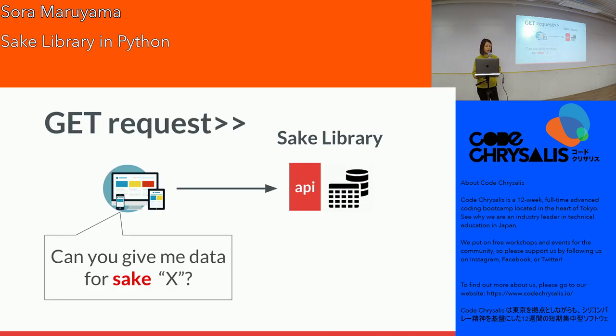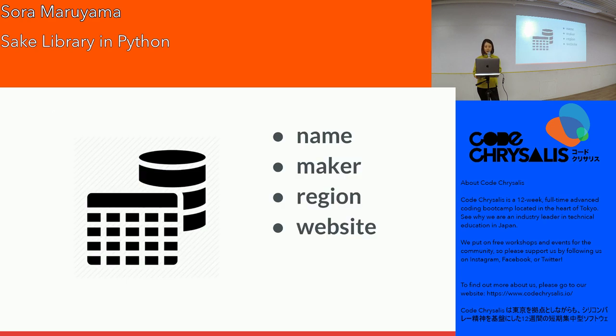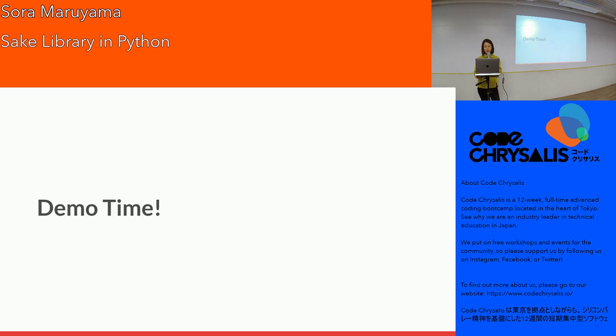So I thought maybe I can collect all kinds of sake data existing in Japan and put it in my database, which will qualify me to host the API. As you can see, if a client app requests sake data, my database and my API will respond. That's what my app is about, and I decided to start small, so my database hosts very basic information: sake name, maker, the region where it is produced, and website information.